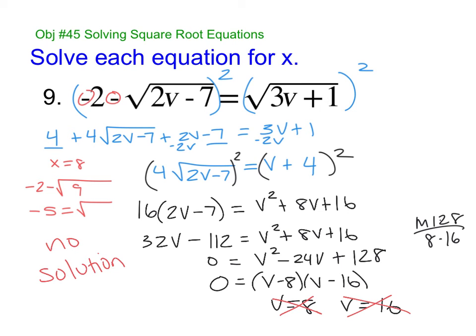All that work for no solution. I love this problem every year. Torturing you with a hard problem, and then it doesn't even work. No solution.